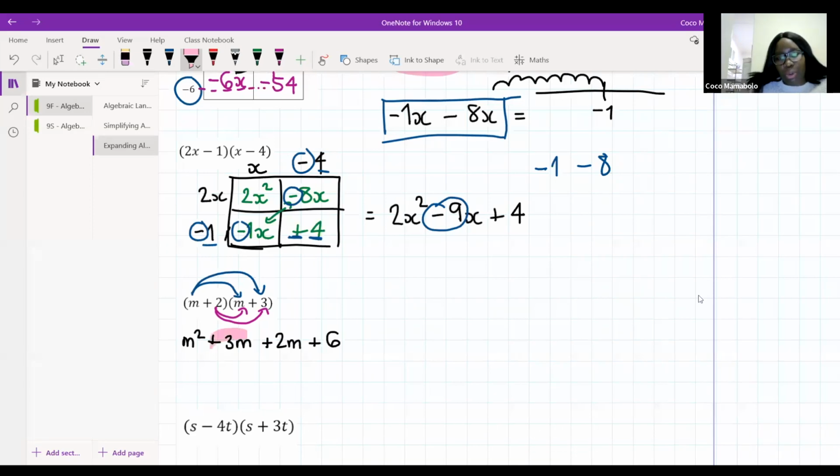Beautiful. Because these two both have m, that means that they are like terms. So we must add them together. Good. So I'm going to get m squared. Finish the sum for me. Plus 5m plus 6.